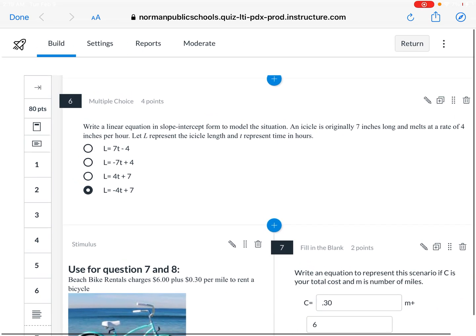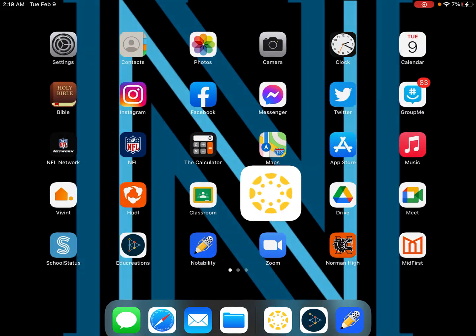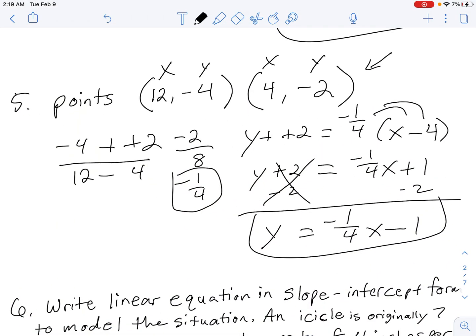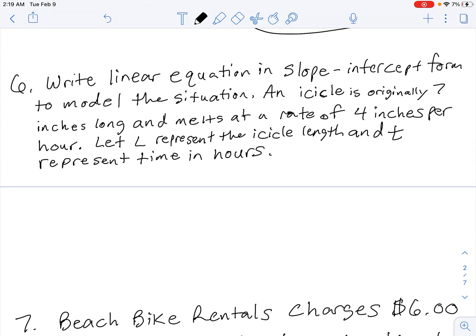All right, now, number 6, word problem. It says, write a linear equation in slope-intercept form to model the situation. An icicle is originally 7 inches long and melts, meaning that's going to be going down, melts at a rate of 4 inches per hour. All right, so I think I wrote this over here. Yep, I sure did. So let's look at this right here.